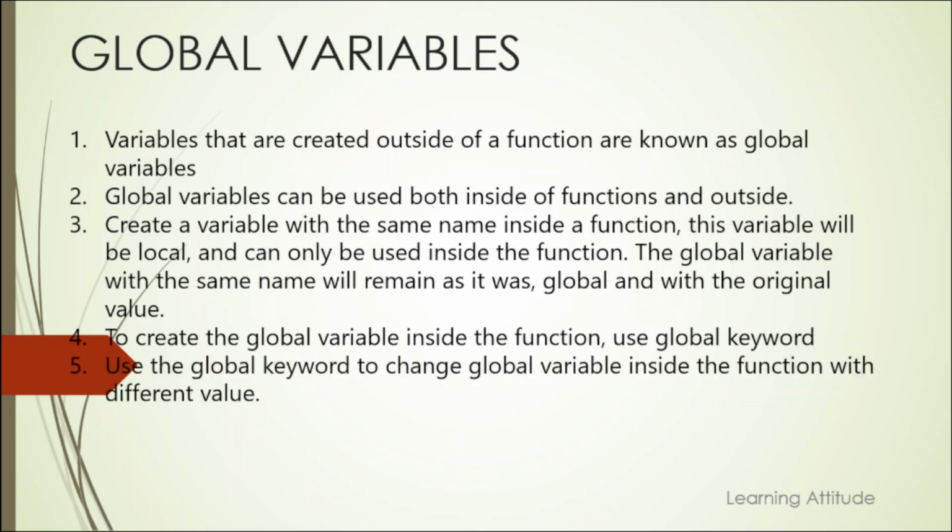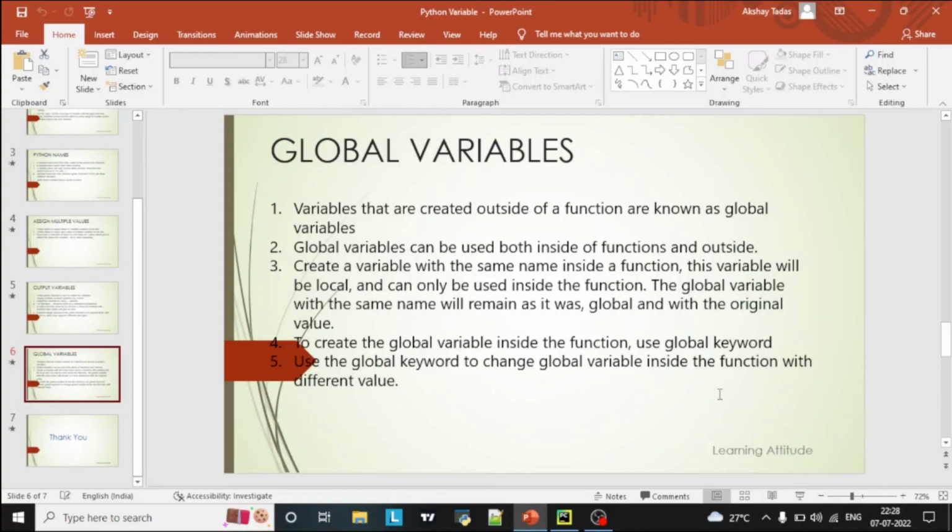Use the keyword to change global variable inside the function with a different value. Suppose I have used a global variable outside the function with some name, and if I want to use the same name inside the function also and change the value of that variable, then I can use the global keyword there to declare the global variable. So let's see one example for this.